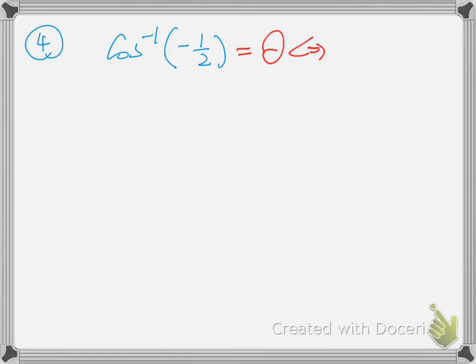Now the cosine example. Cosine is very similar. So let's look at cosine inverse of negative 1 over 2. Let's assume this angle is theta, and then we rewrite it by using the cosine function.